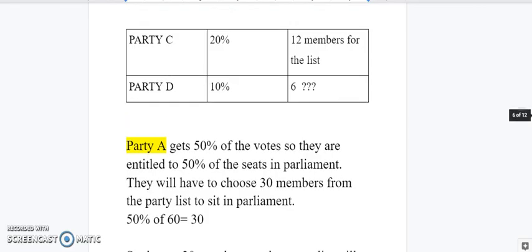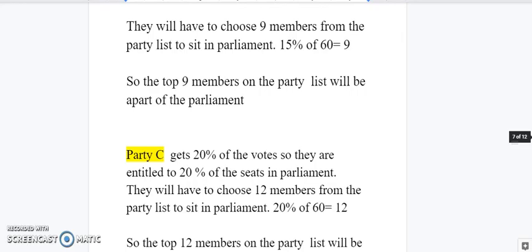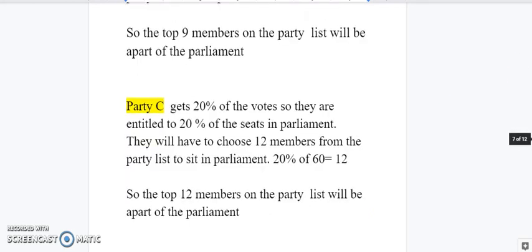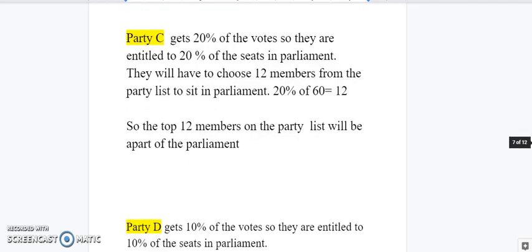Party C got 20% of the vote. So they are entitled to 20% of the seats in Parliament. They will have to choose 12 members from their party list to sit in Parliament. How do I get the 12 members? They got 20% of the vote, and Parliament is only consisted of 60 persons. So 20% of 60 is equal to 12. So Party C can only choose 12 persons to be a part of the Parliament. So they are going to choose their top 12 members based on the party list.